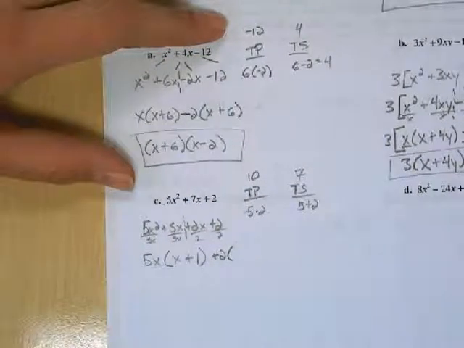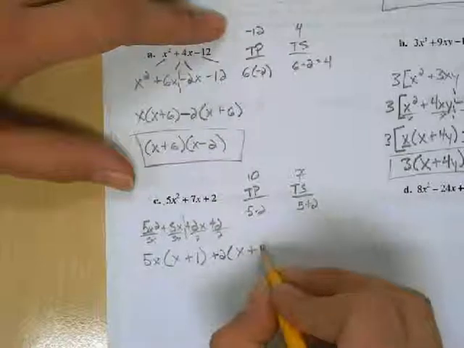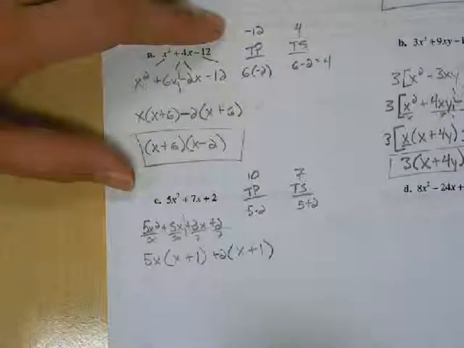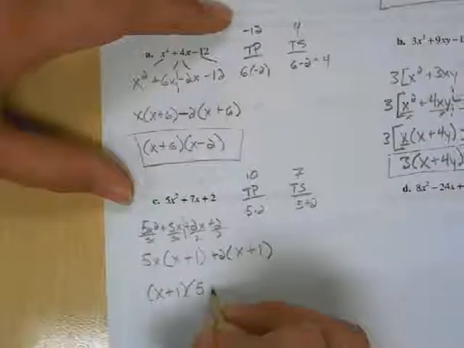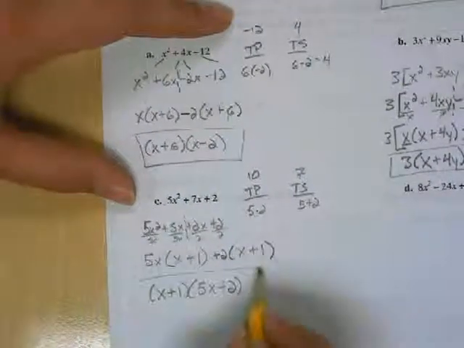So here we get x plus 1. I've got an x plus 1 in both. That comes out front. X plus 1, left with 5x plus 2. Final answer. Done there. We've got one left and this lesson is over.